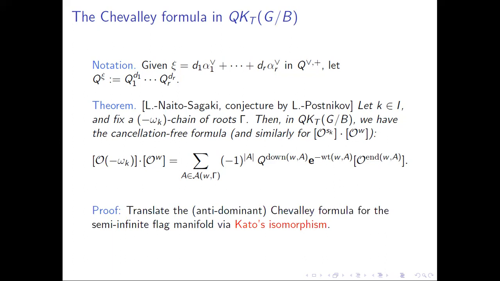So this formula is now easy to obtain because we simply translate the anti-dominant Chevalley formula from the K-theory of the semi-infinite flag manifold via Kato's isomorphism. We just translate it to quantum K-theory and we get this formula. And then we have a very similar formula for the multiplication of an arbitrary Schubert class with a Schubert class indexed by a simple reflection, because that's related to this line bundle for a negative fundamental weight.